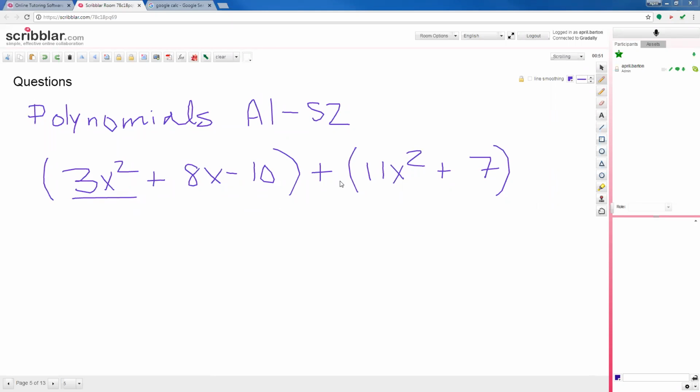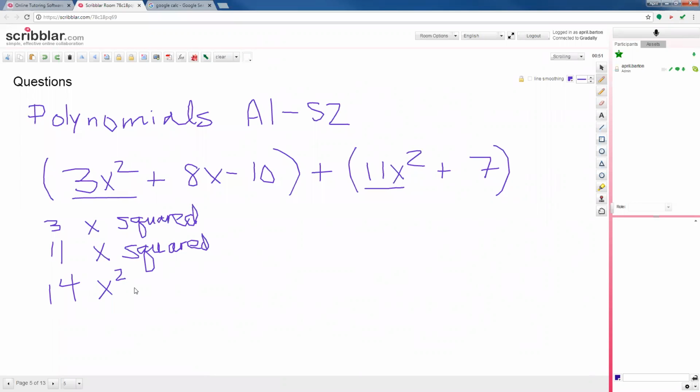Is it 11x squared? That's the like term. Very good. Because they're like terms, we can actually combine them together. 3x squared plus 11x squared is 14x squared. We have one thing that's an x squared, we have the other thing that's an x squared. So it's like saying, well, I have 3 apples and 11 apples. Total, I have 14 apples. So this is 14x squared. So there's our first like term.